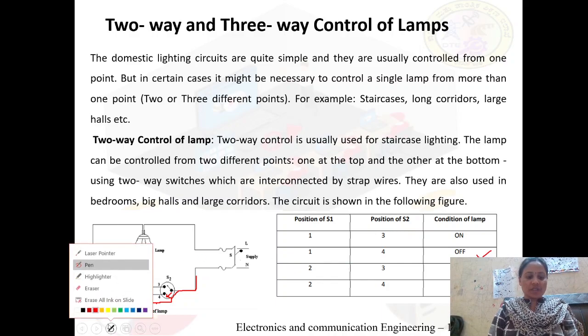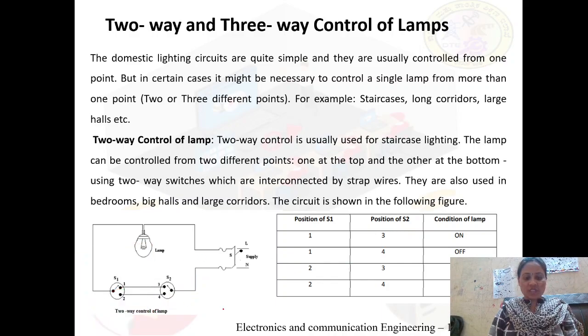And the third condition: let us have the position of switch S1 at 2 and switch S2 at 3. Again there is an open path, current will not flow and the bulb will be off. And the last condition: let us bring S1 to 2 and S2 to 4. There is a closed path, the current will flow and the bulb will be on.